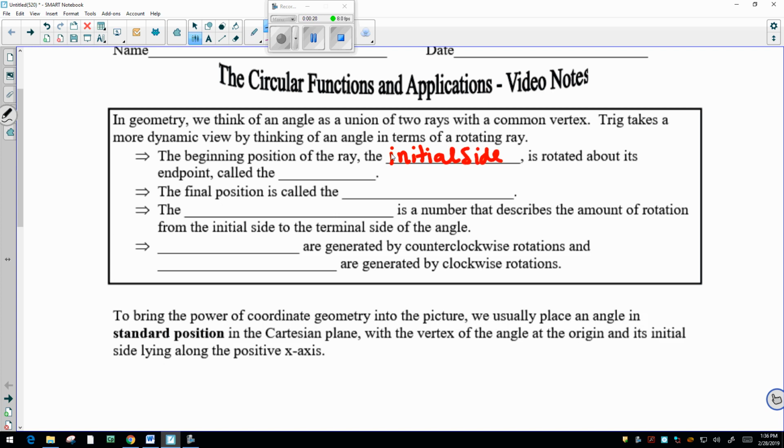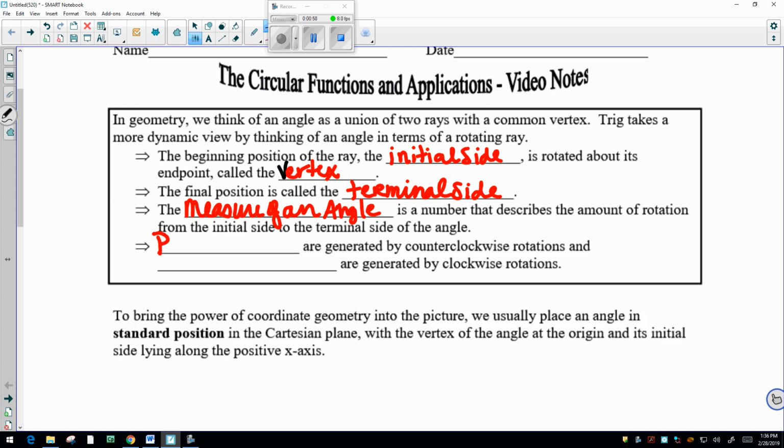And it's rotated about the endpoint called the vertex. And the final position is your terminal side. So your angle is always going to open up starting at the initial going to the terminal. The measure of an angle is a number. It's going to describe the amount of rotation from that initial side to the terminal side.